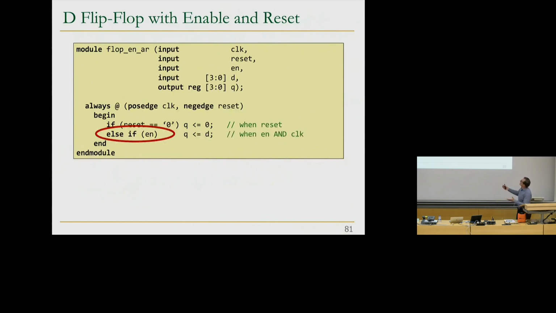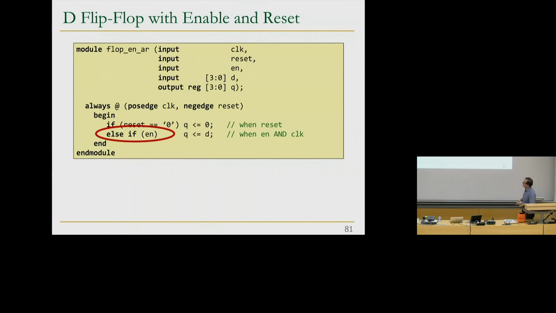So this is a D flip-flop with an enable signal also. If you want to protect your flip-flop even more, such that you want to ensure that there's another signal, the enable signal, this is how you do it. Basically, you don't always, at the positive edge of clock, assign D to Q, but you check enable first. If it's true that enable is set, then Q gets assigned D.